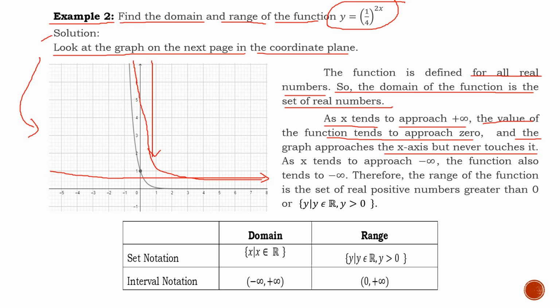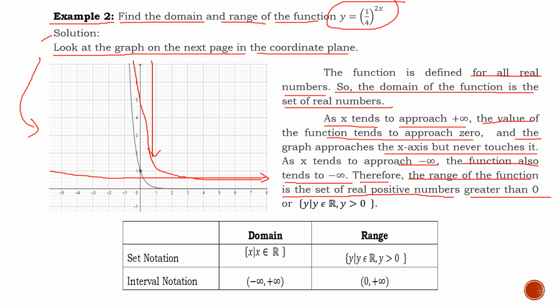As x approaches negative infinity, the function also approaches negative infinity. Therefore, the range of the function is the set of real positive numbers greater than 0. It is the same scenario as your example number 1. If your graph never intersects or passes through the x-axis, it means your range, or y values, are only real positive numbers.